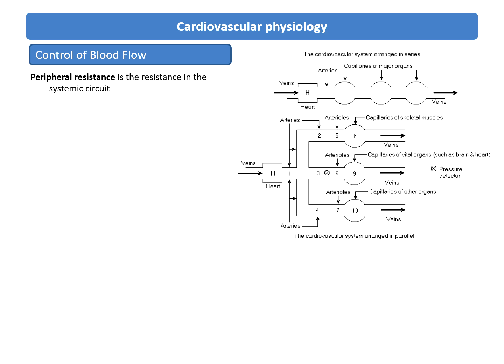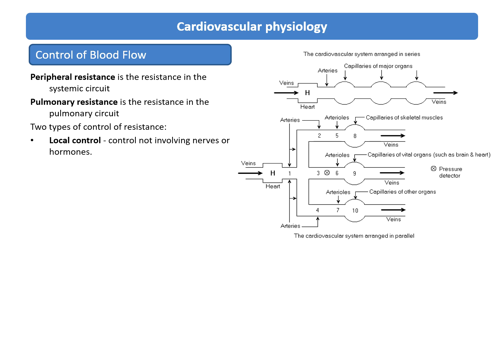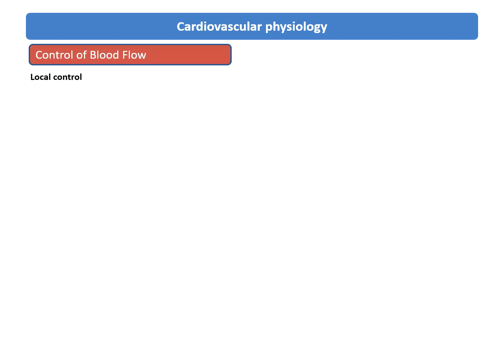Peripheral resistance is the resistance in the systemic circuit. Pulmonary resistance is the resistance in the pulmonary circuit. Two types of control of resistance are local control. This is control not involving nerves or hormones, and it acts in a localized place. And central control. This is control that involves nerves or hormones. It's also called extrinsic or reflex control. We'll talk about both of these.